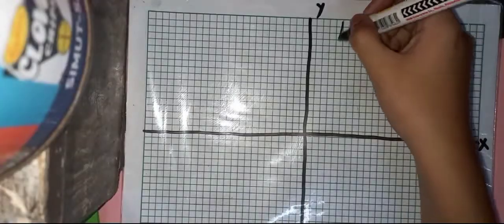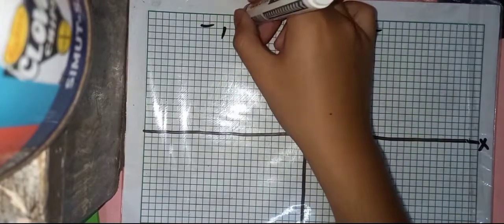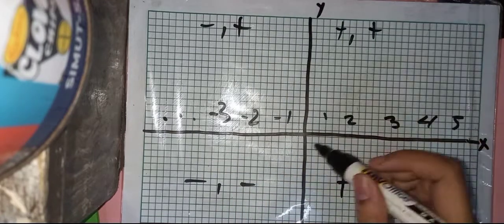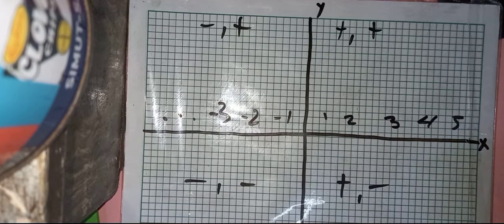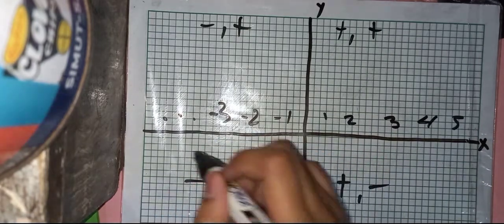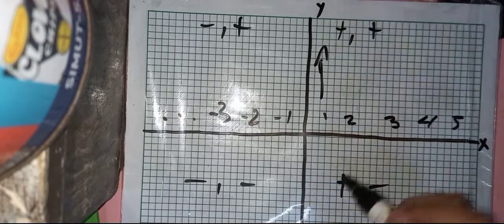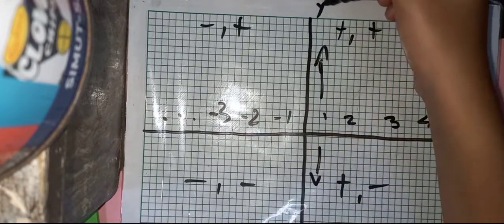Always remember the signs of the quadrants: positive and positive, negative and positive, negative and negative, and then positive, negative. So going to the right, it's always positive, then going to the left, it is negative. Going upward, it's positive, and when it goes downward, it is negative. That is for the y coordinate.